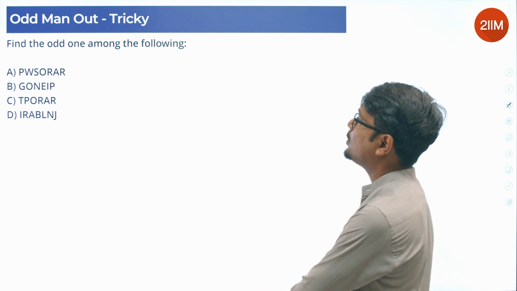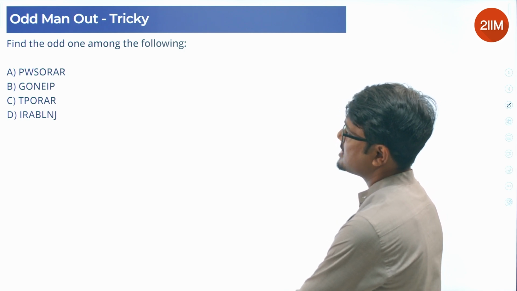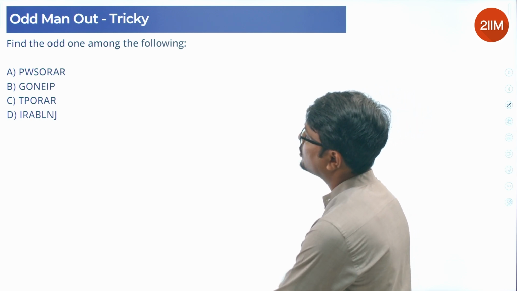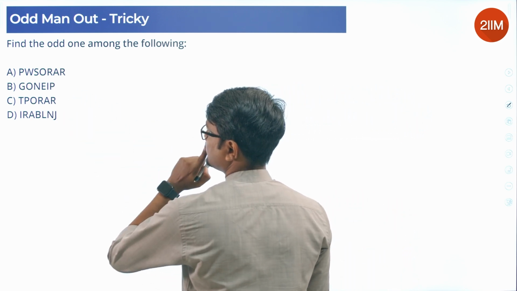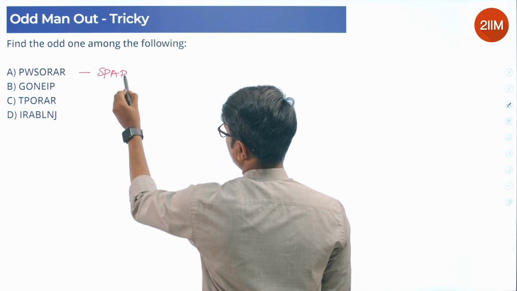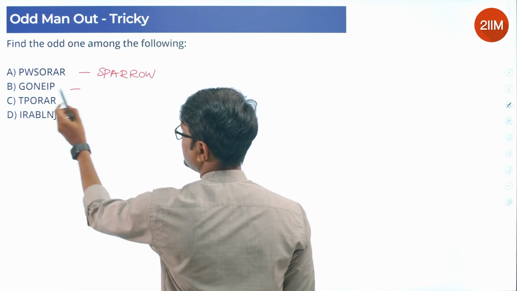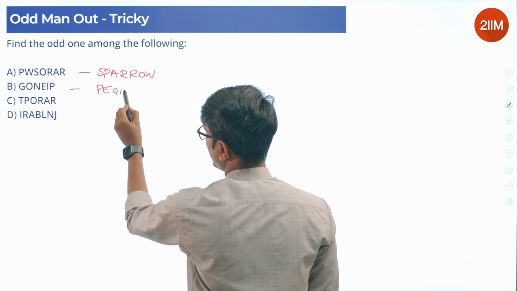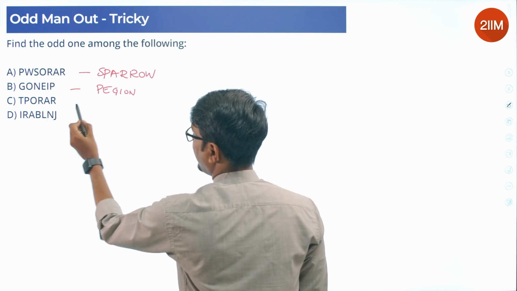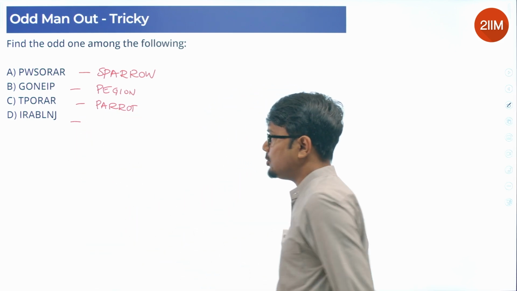Odd man out. Find the odd one among the following. Okay, we have certain cluster of letters. It should make some word. Okay, so it could be SP, so this will become sparrow. And in that case, pigeon, PEGION, pigeon is there. And there should be parrot.